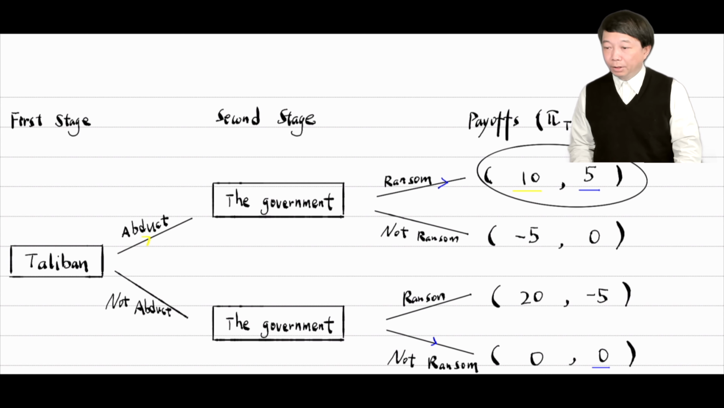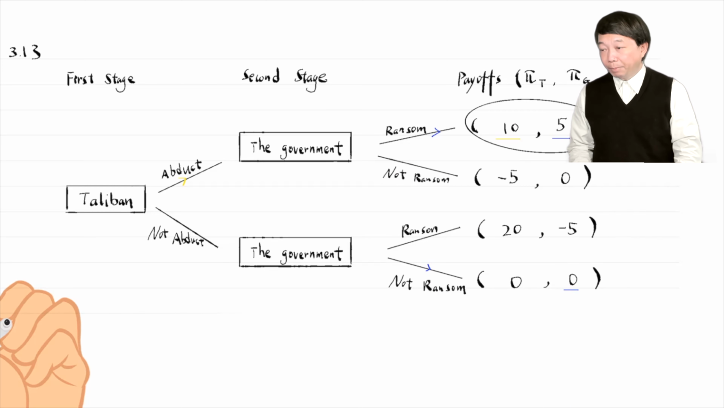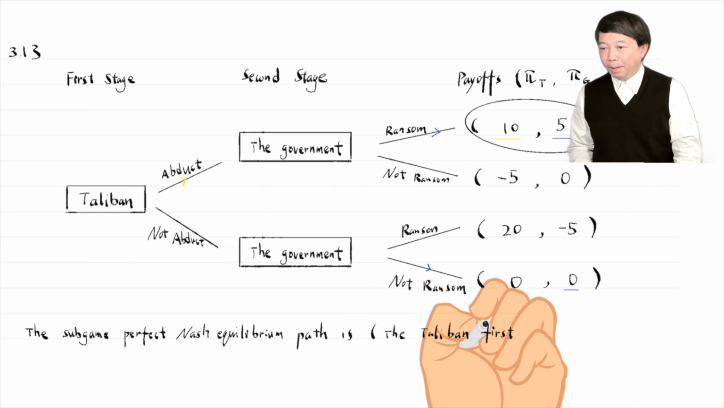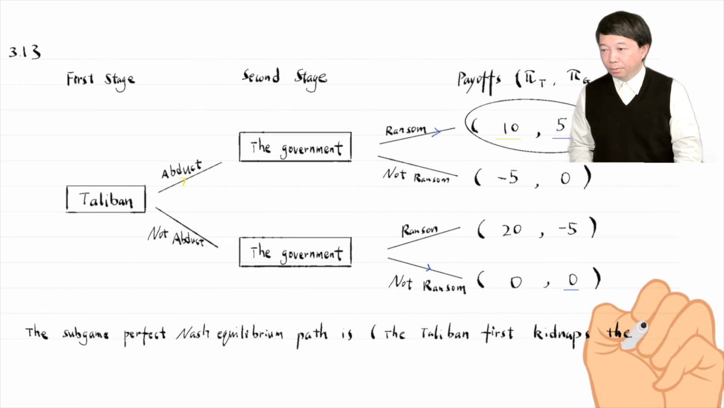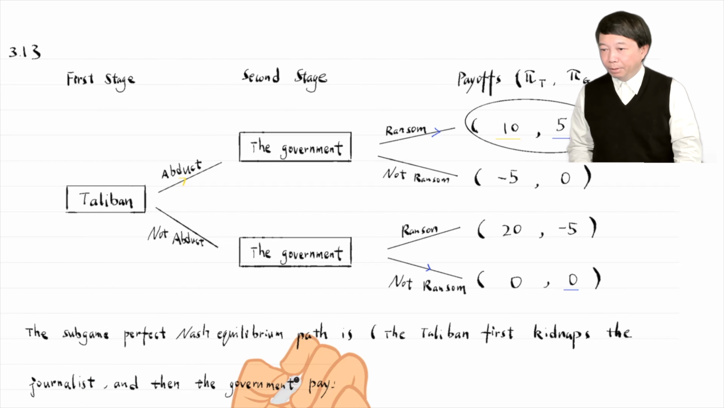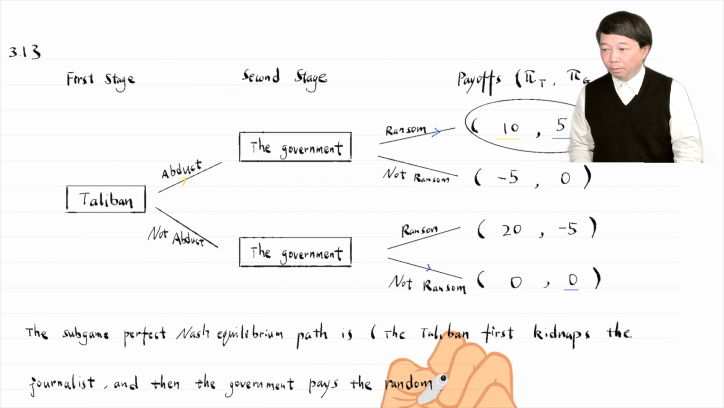It is the outcome of this dynamic game. The subgame perfect Nash equilibrium path is the path with 2 arrows. The Taliban first kidnaps the journalist, and then the government pays the ransom. The outcome of the game is that the Taliban gets 10 and the government gets 5. It encourages kidnapping, but it is the Nash equilibrium, and both players have no incentive to deviate from it, unless the government can make a credible commitment that it will never pay the ransom.